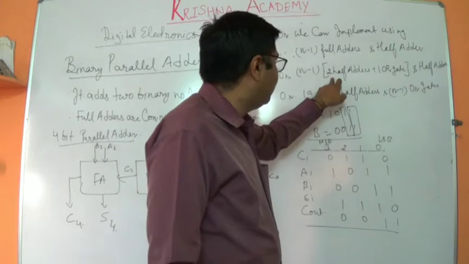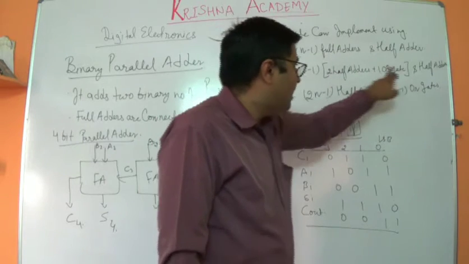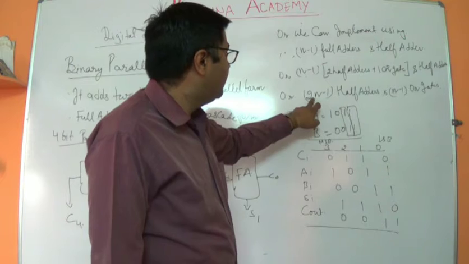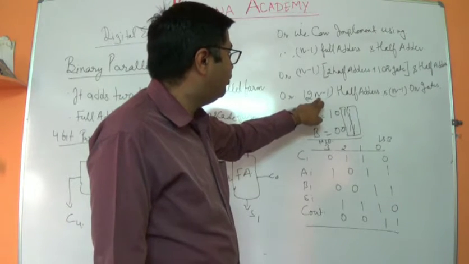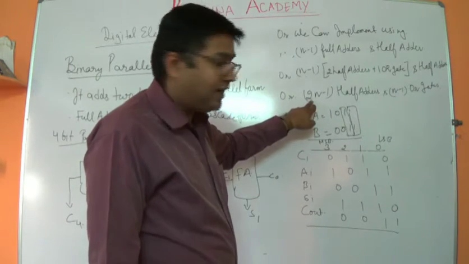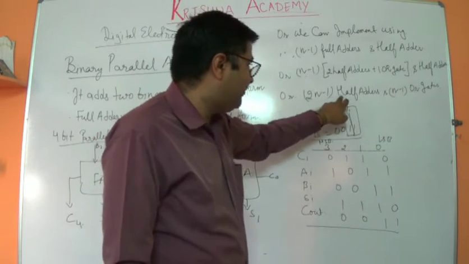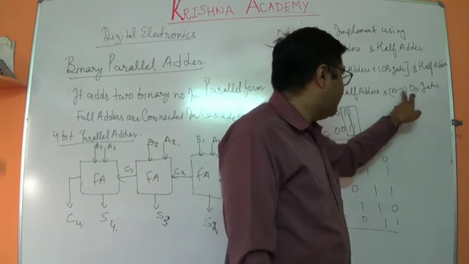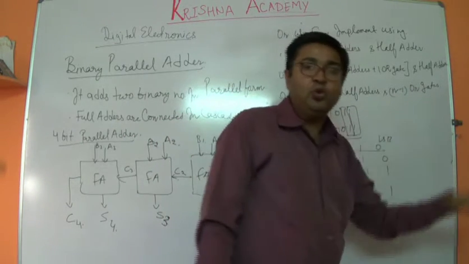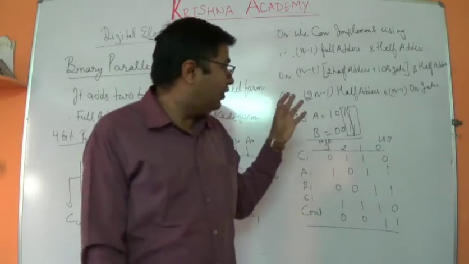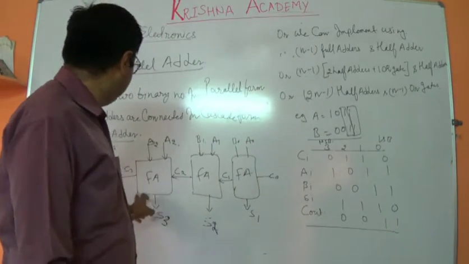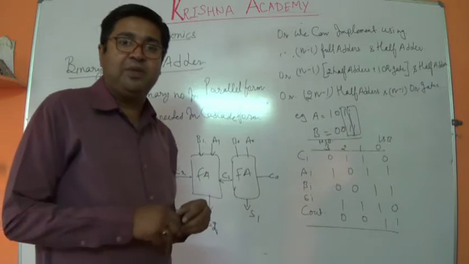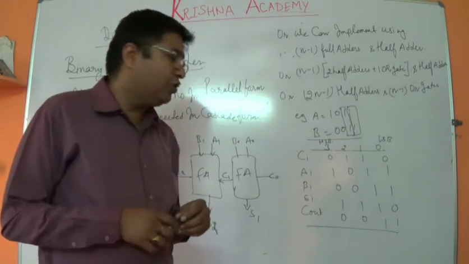Again we can use n minus 1, that is 3, full adders and 1 half adder. Again we can go for 2n minus 1, that is 4 into 2, that is 8 minus 1, 7 half adders and 3 OR gates in this circuit to build the 4-bit parallel adder circuit.